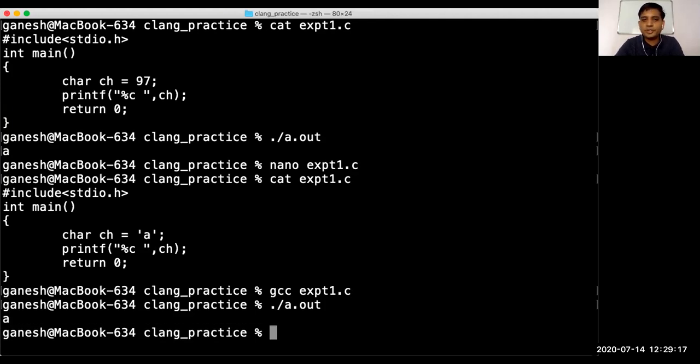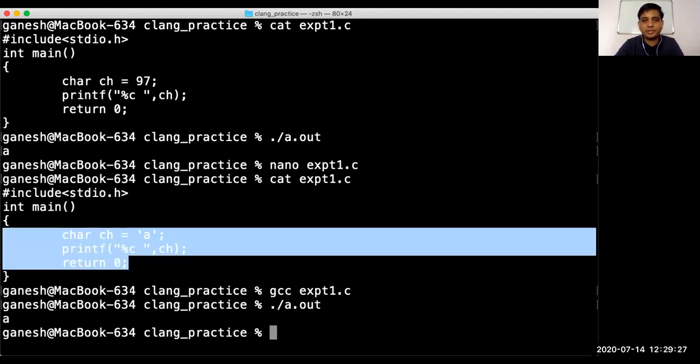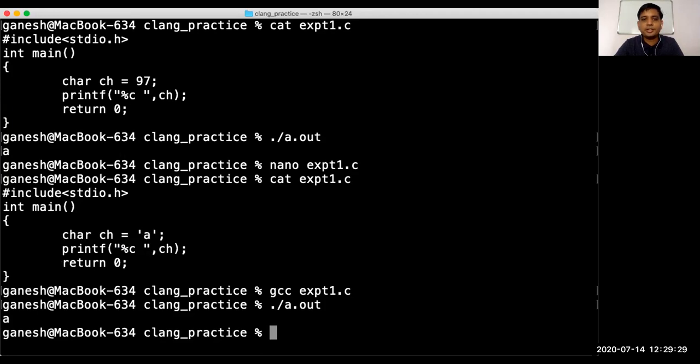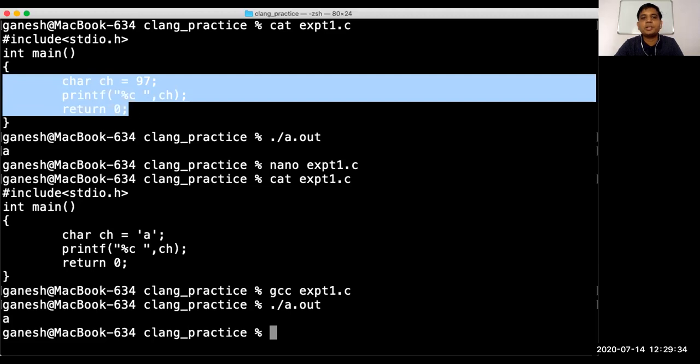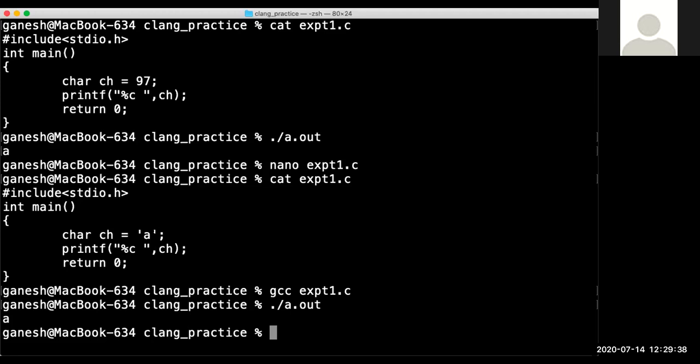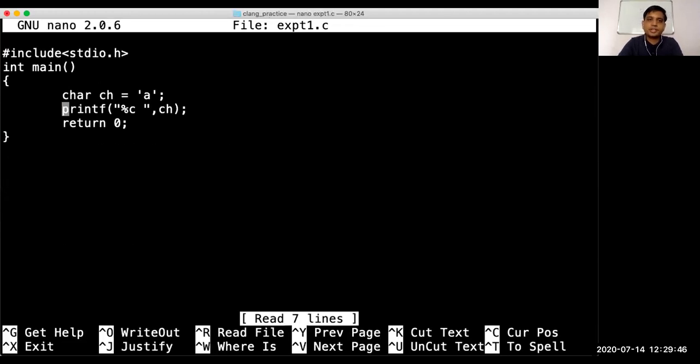Got it? So what is the matter here? If you change the program, actually this is the program that you are learning in your theory. But in a practical or in an MCQ, if this type of program appears, then you get confused. Now what if you give percentage d there? You get 97.